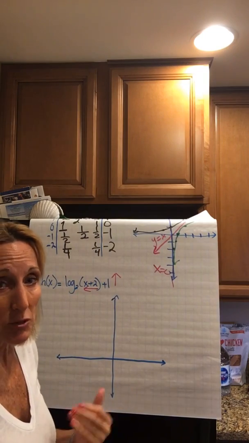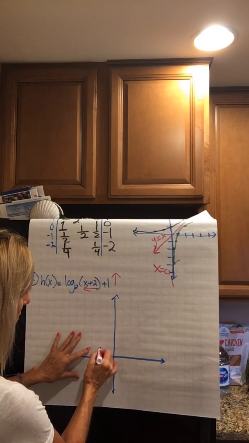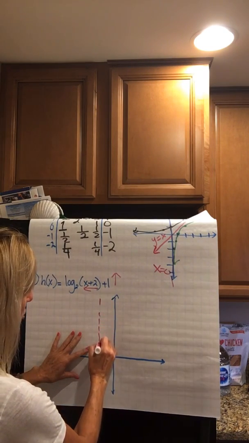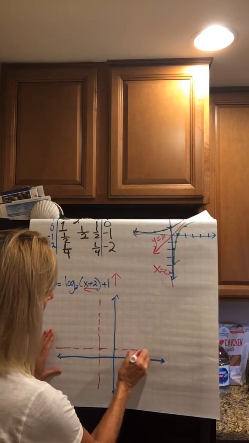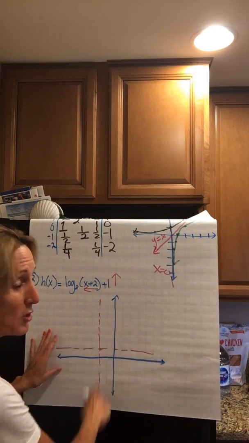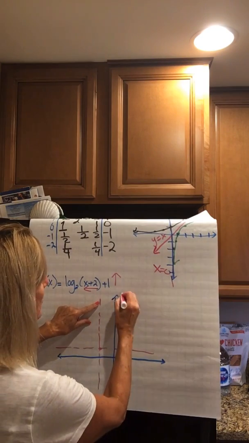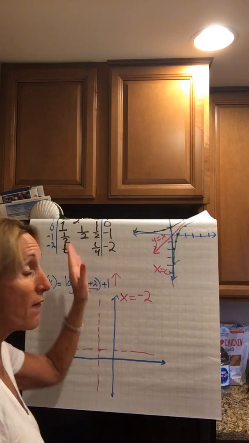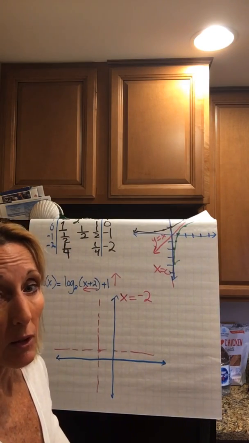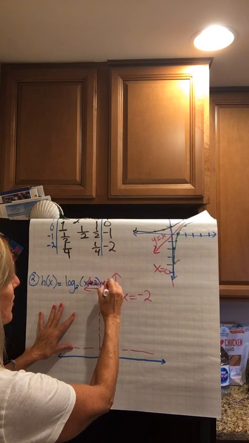So I'm going to make my transformation right away. Left 2, up 1. So I'm going to shift. Now remember, my asymptote has now been moved. So now my vertical asymptote here is x equals -2. There's my vertical asymptote for my log. Okay, so when I do that, I'm going to scribble this out so I don't need this anymore.